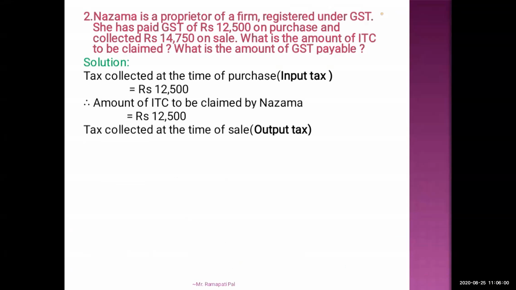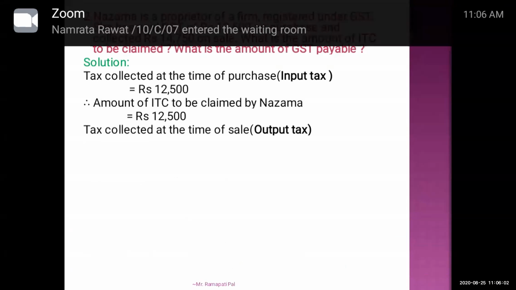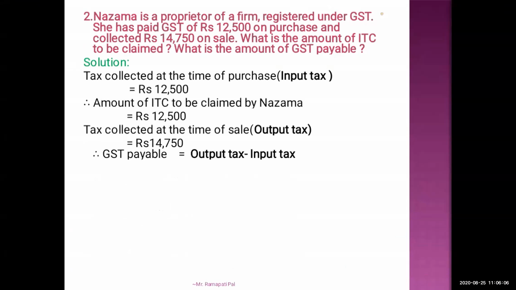And the tax collected at sale, that is output tax, is 14,750. So GST payable is equal to output tax minus input tax. Many students have given the formula, so you should know this. GST payable is equal to output tax minus input tax. Now substitute the value there. We know output tax, we know input tax, so we will subtract it.